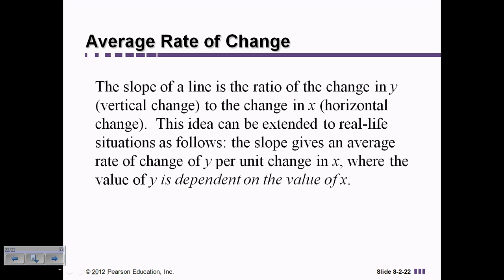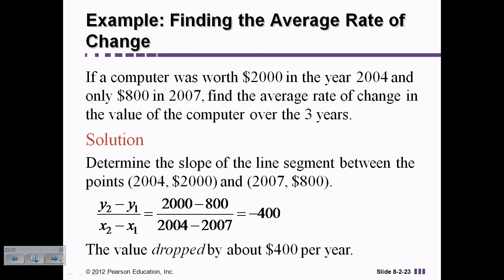All right, so another way, again, of thinking about slope is to be called the rate of change. Rate of change, again, is the change in the y's over the changes in the x's. A lot of times we'll use this concept with real-life examples to figure out how much something is changing. So here's an example. A computer that was worth $2,000 in the year 2004 is now only worth $800 in the year 2007. So they want to know the rate of change in the computers over this 3-year period of time.